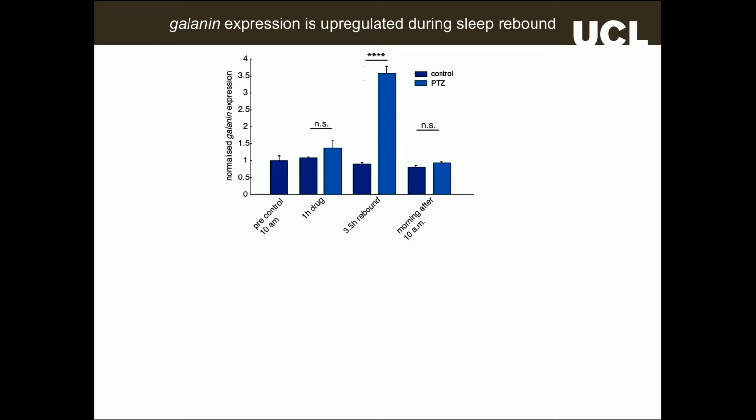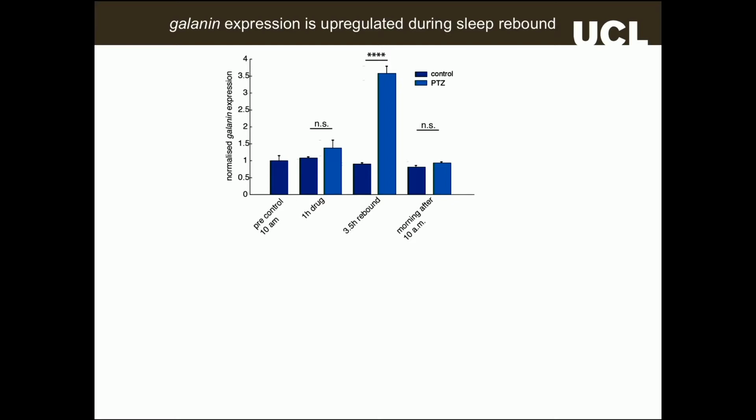So you can see, in dark blue you have the time controls, and in light blue you have the treatment group, and you can see that during rebound sleep, Galanin is strongly upregulated. However, by the next morning, when behavior has also returned to baseline, the expression levels of Galanin have come down to control levels again.